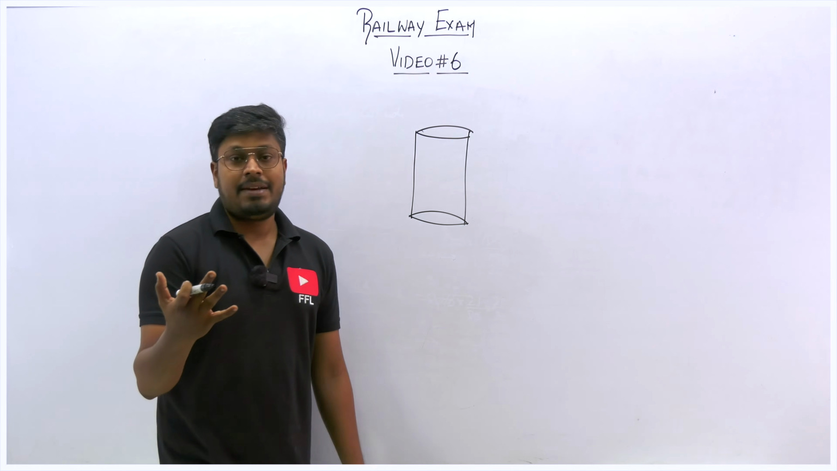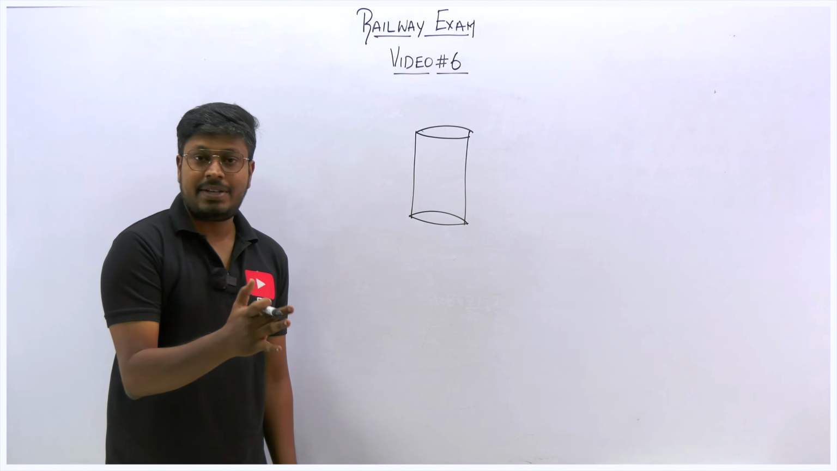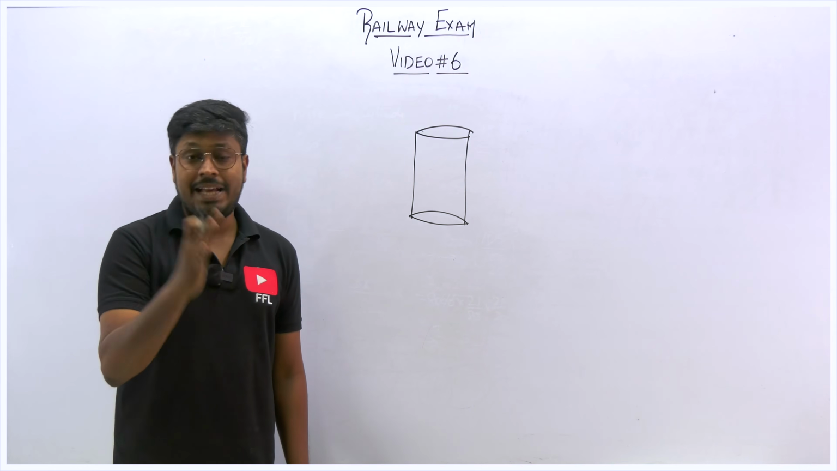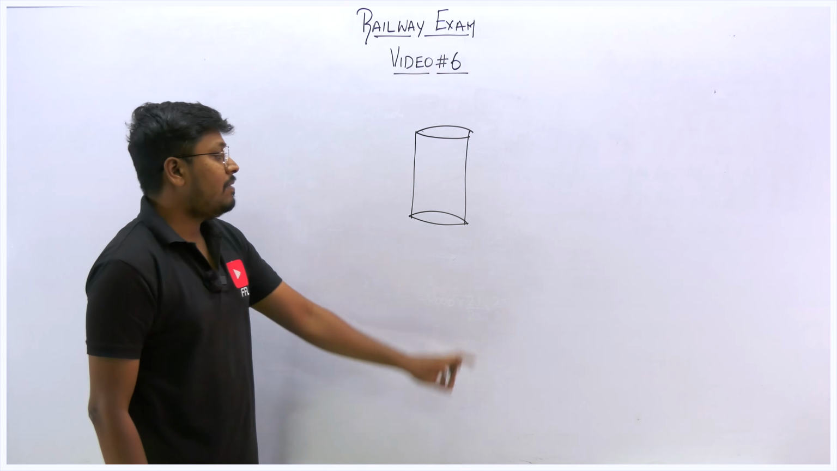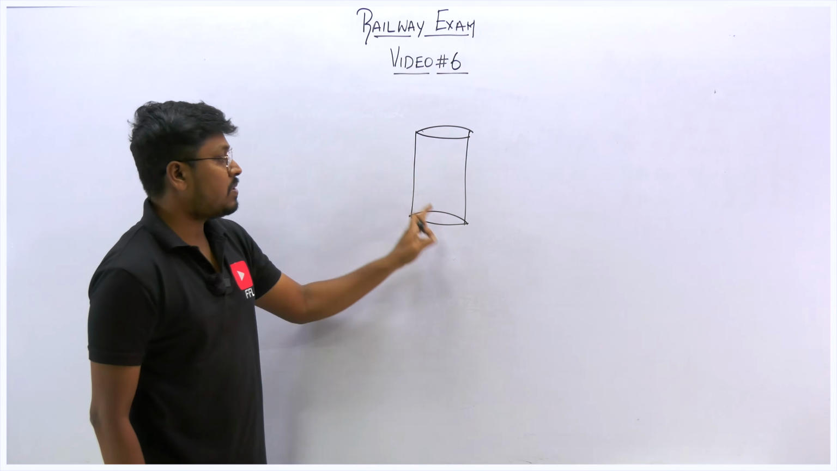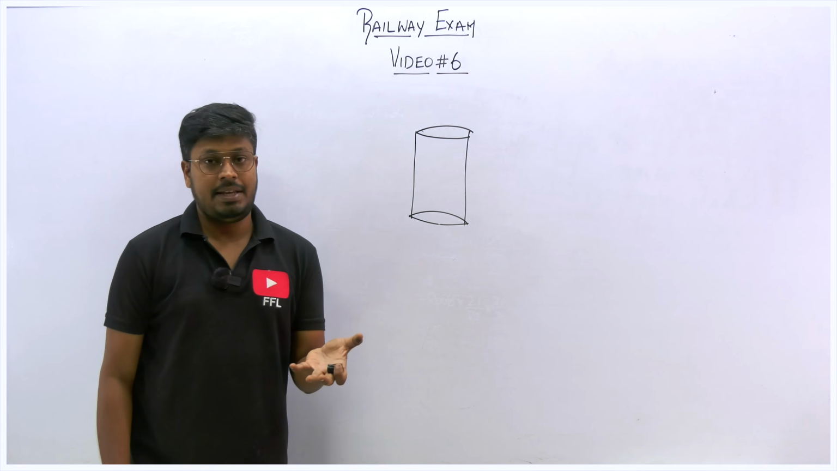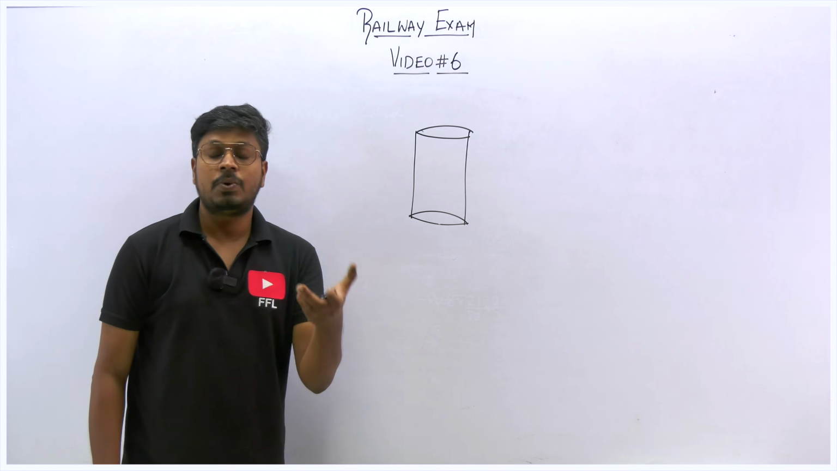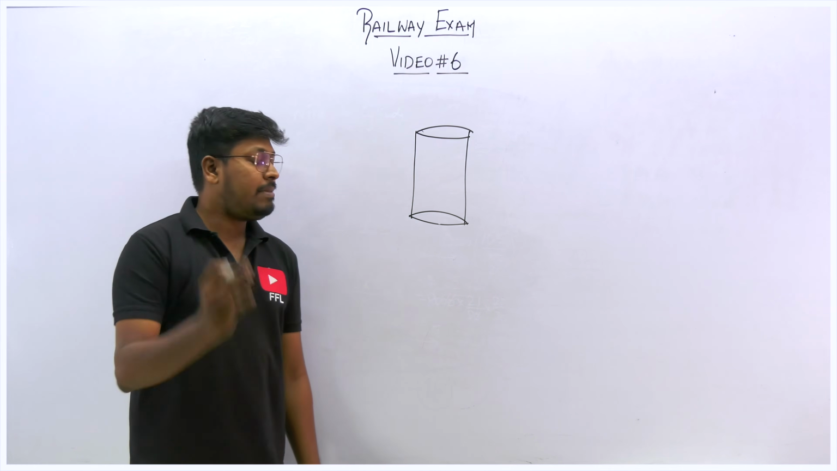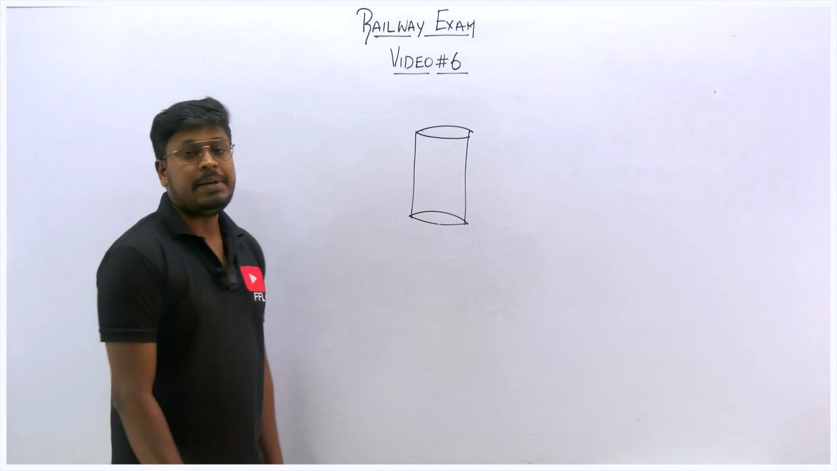So the curved surface area will be 2 pi r h and the total surface area will be 2 pi r (h plus r), right? Because we will be adding 2 circles, pi r square each, which makes 2 pi r square. So we add that also to the curved surface area. The resultant formula is the total surface area, right? So there are only 3 major formulas that we have for a cylinder.